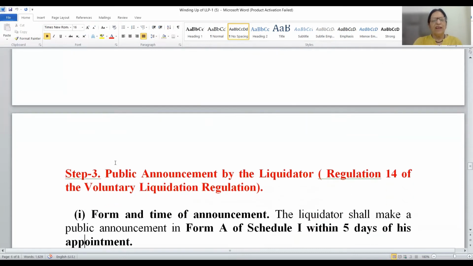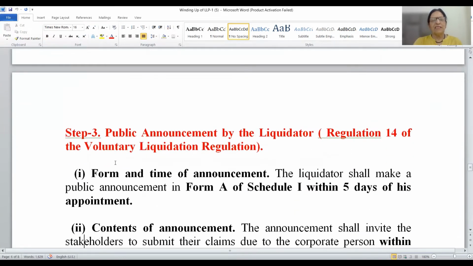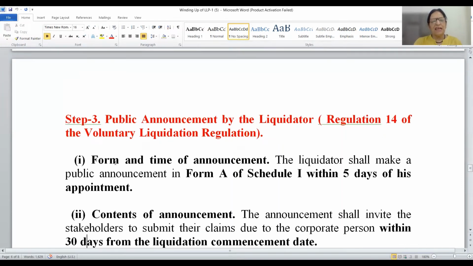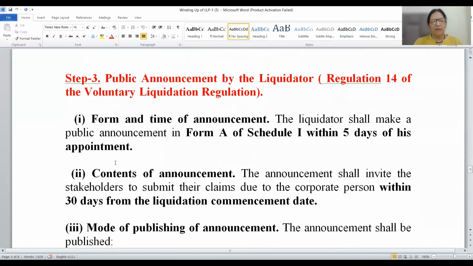Now moving ahead, step number 3 is public announcement by the liquidator. Now the question arises, what will be the form and time of announcement? What will be the content and the mode of announcement? Form and time of announcement: the liquidator shall make a public announcement in Form A of the Schedule 1, and this is to be made within a period of 5 days of his appointment.